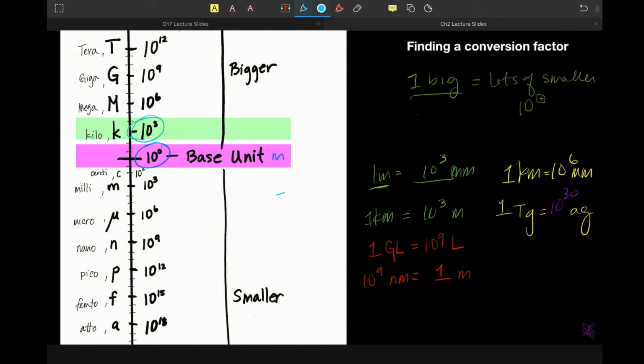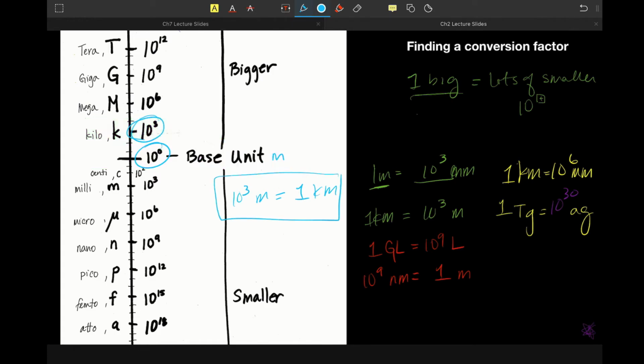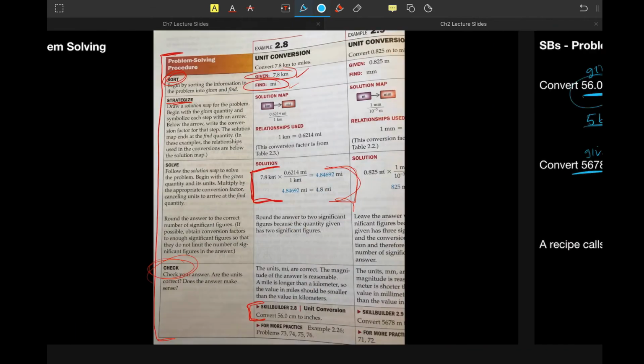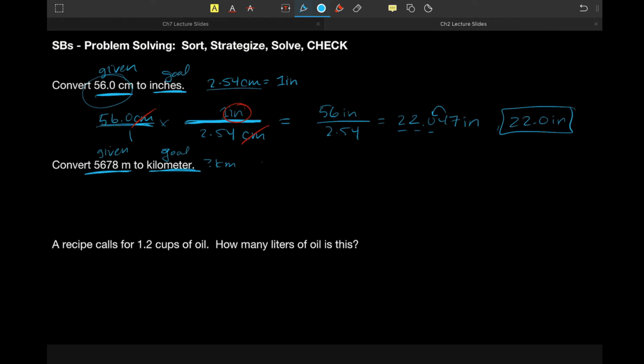Let's just write this out. So I have meters on one side, kilometers on the other side. Which of these is bigger, right? Kilometers, right? 10 to the third is our relationship. So that's the conversion factor I need to take back with me. 10 to the third meters equals 1 kilometer.